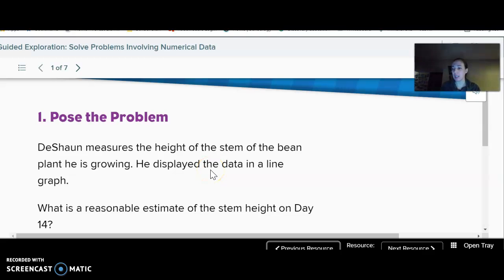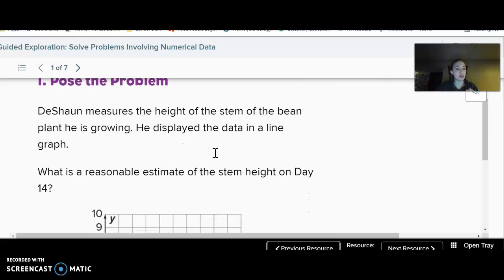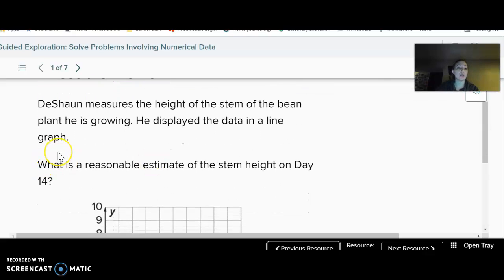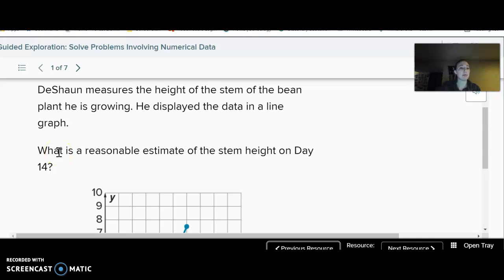Right, 12.10, solve problems involving numerical data. So this is less about making a line graph and more interpreting it and using it to help us solve problems. So hopefully by the end you'll feel comfortable saying I can solve problems using data in a line graph. So we'll get to filling in the blank on your notes. First, we are going to go over this problem.